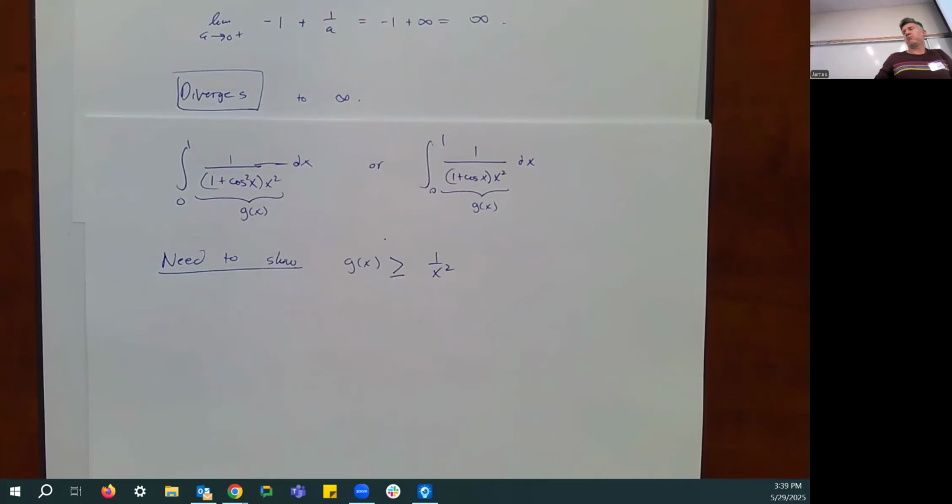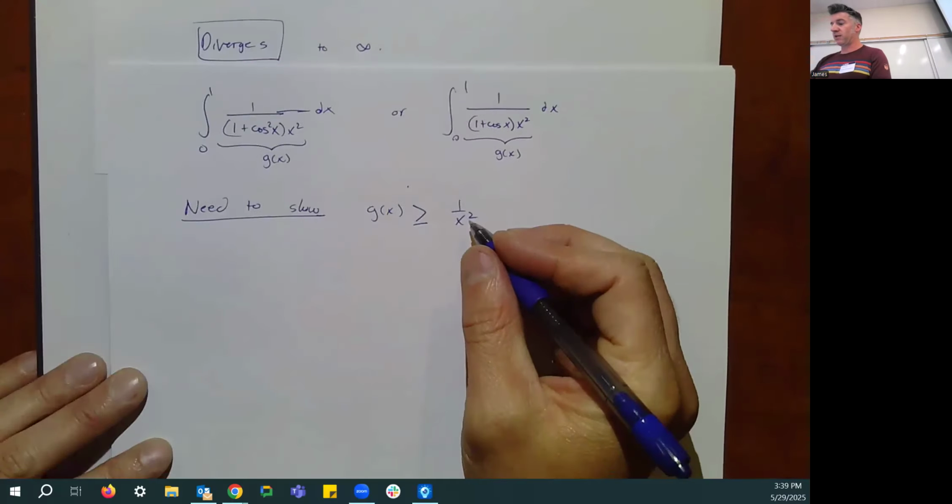Conversely, if you're trying, that was a very bright light in my eyes. So conversely, if you're trying to show something is convergent, you need to be smaller than some other function whose integral is convergent. So let's convince ourselves.